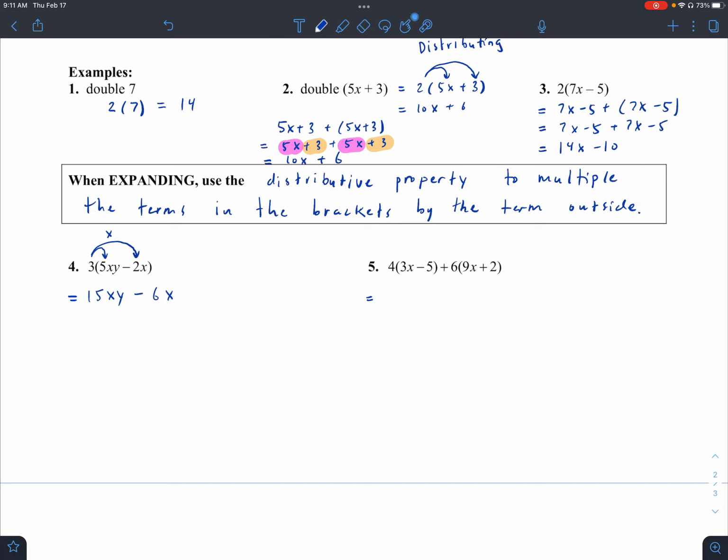Now, for the next one, for number 5, the same process. You multiply in. You've got to do it twice for this example. So 4 times 3, 12, 12x, minus 4 times negative 5, so minus 20, plus 6 times 9, 54x, plus 6 times 2, 12.